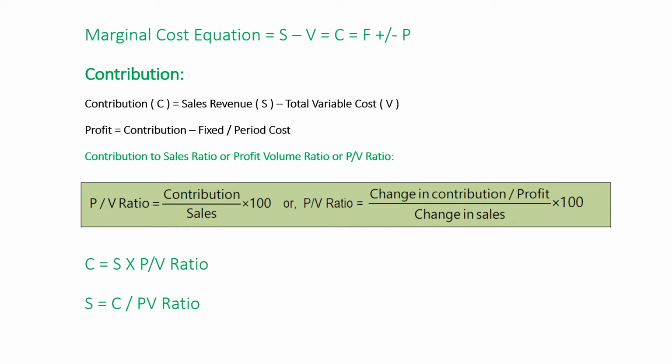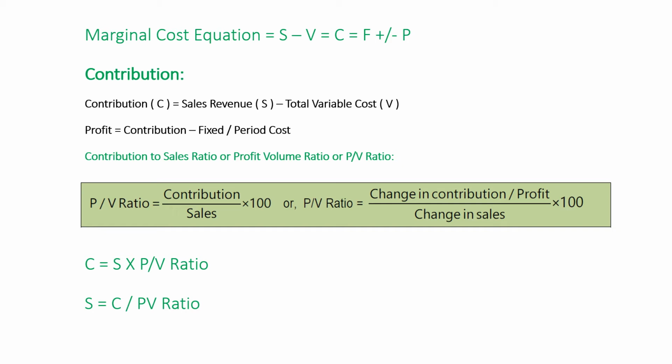Now coming to PV ratio. PV ratio is nothing but profit volume ratio. What is profit volume ratio? What is the percentage of profit over certain sales? The ratio can be calculated as contribution divided by sales into 100. Why is this required? Because under marginal costing, contribution plays an important role, because fixed costs are ignored under marginal costing, only variable cost is considered. So this ratio is called profit volume ratio.